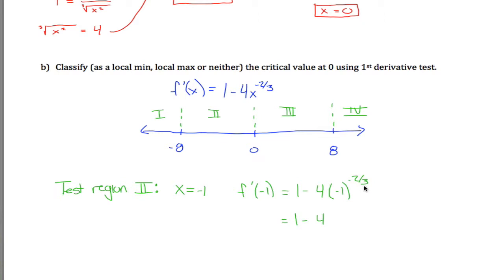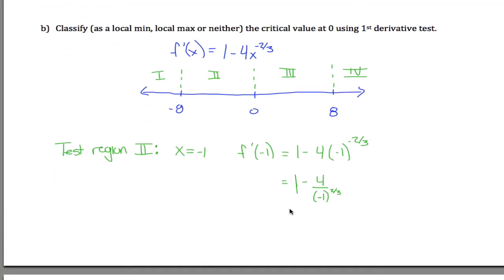Negative 1 to the negative 2/3 power is the same as 1 over negative 1 to the 2/3 power, which is equal to, well, let's see, negative 1 squared is positive 1, and the cube root of positive 1 is positive 1. So 4 divided by positive 1 is 4. 1 minus 4 is negative 3. Really, I don't care that it's negative 3, I just care that it's negative. What I'm saying is that in this region, my first derivative is negative. What about in region 3?